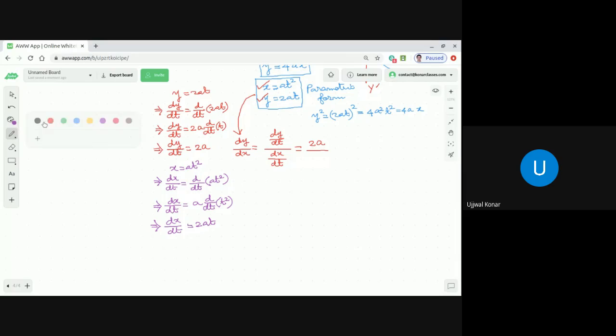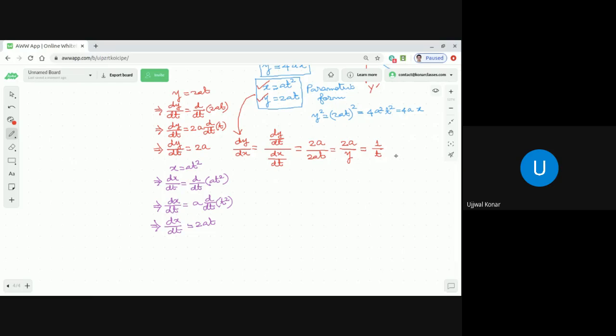So now let's apply these values. So 2a and 2at, what do we get? 1 by t. There are two ways you can approach. You can write 2at means y, so you can write 2a by y, or you can say 1 by t.